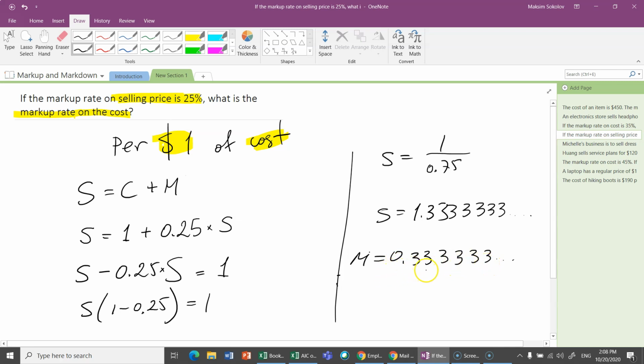And markup rate on cost, therefore, is 33.33%. So we have markup, which is rounded 33 cents, and 33 cents for each dollar is 33%. But with the necessary precision here, we understand it's 33.33%.